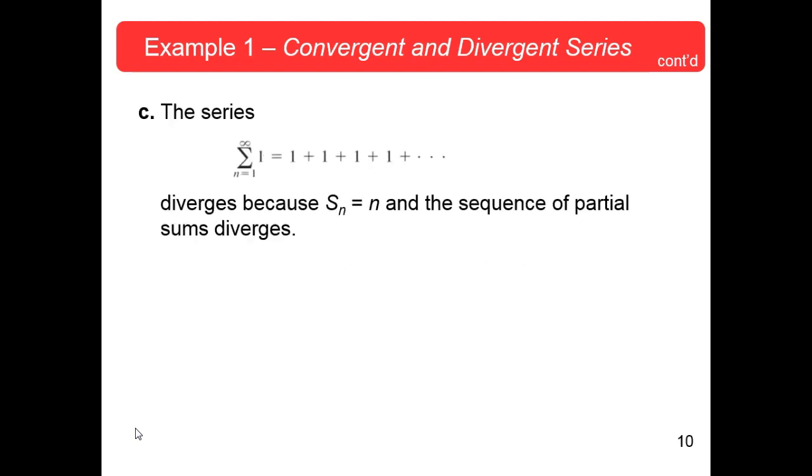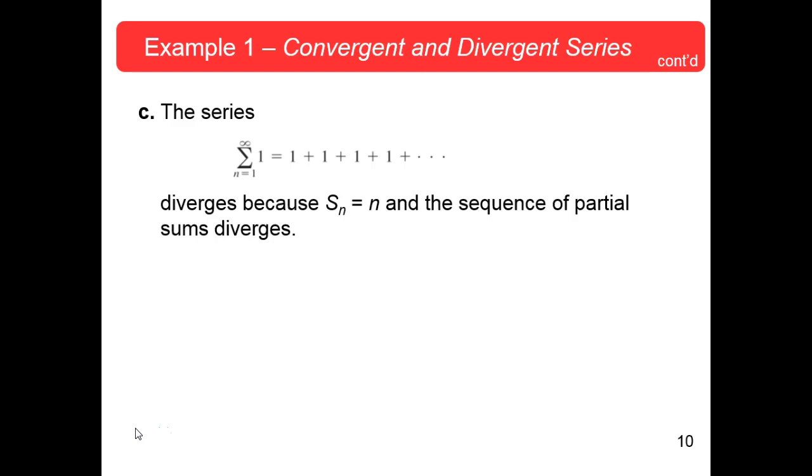How about this one? The summation of n equal 1 to infinity of 1. Which is 1 plus 1 plus 1 plus 1 plus 1 plus 1. Okay. If you looked at the sequence 1, 1, 1, 1, 1, 1, that certainly converges, right? Does the series converge? No. No matter how far you go, the next thing is one bigger. And it's never converging to anything.